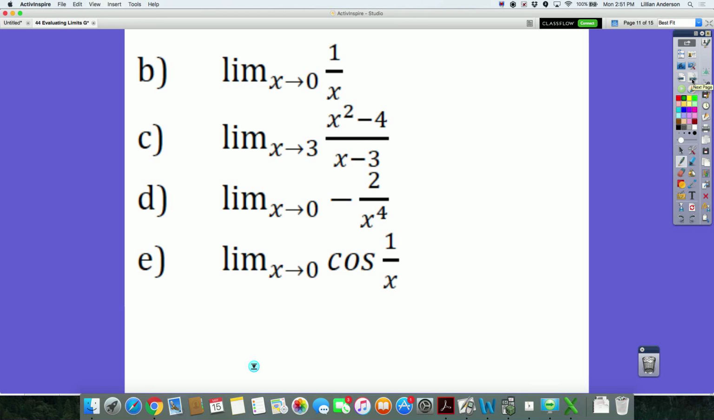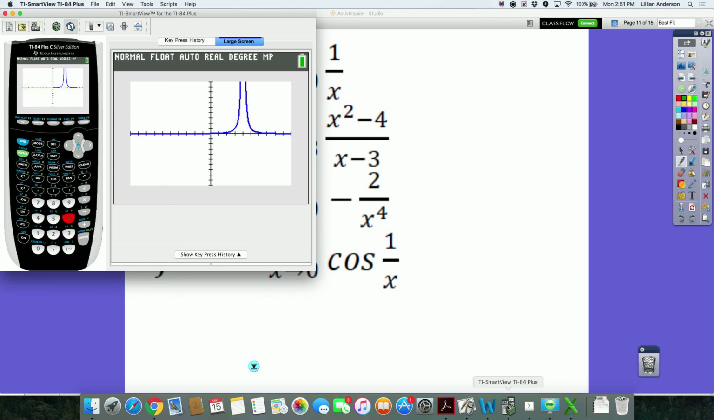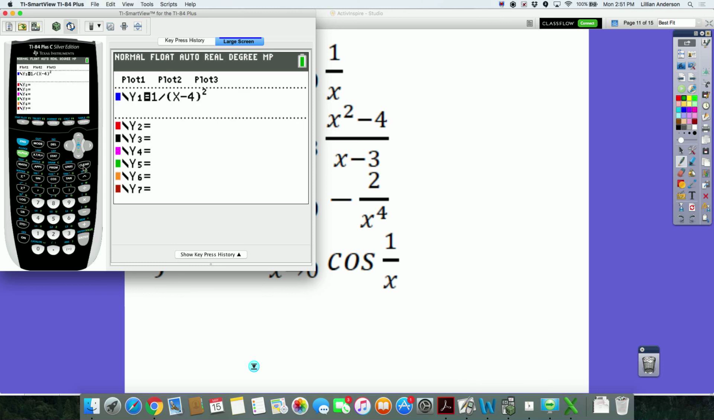Like the next one. I'm looking at the limit as x approaches 0 of 1 over x. So I'm going to do 1 divided by x. I'm going to look at the graph first just to see if I can tell what's going on. If I can't, I'll look at the table. Remember, we looked at the graph first, and then we looked at the table.